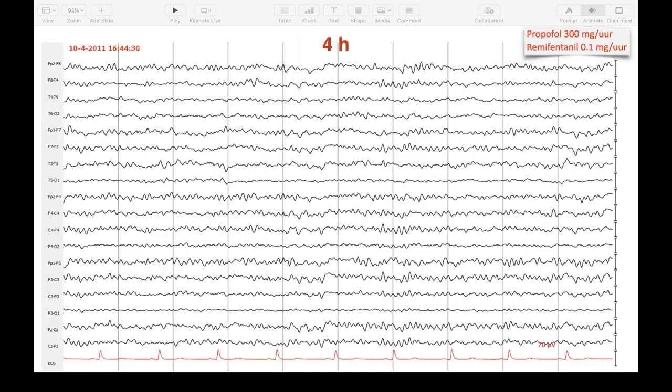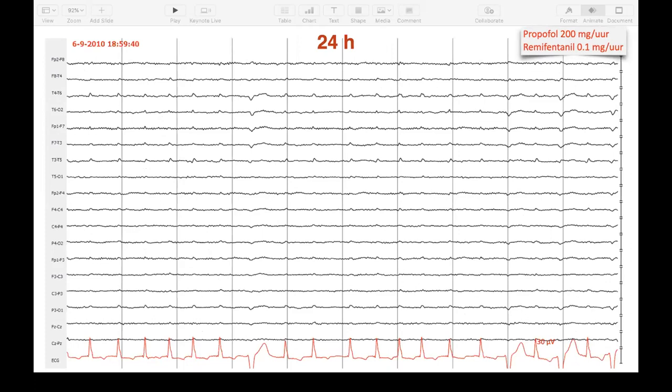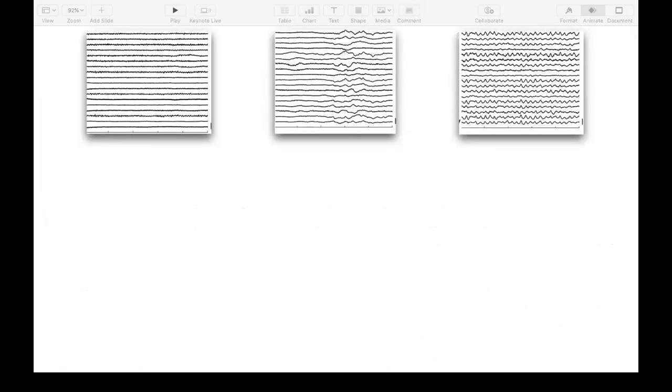This is another example 4 hours after arrest. Now, a very nice EEG. So this patient has shown very quick, good neurological recovery already 4 hours after arrest. And this is a pattern we observe quite often as well. So this is very, very favorable. And finally, an example, 24 hours after arrest, still an isoelectric recording. So this is prognostically unfavorable.